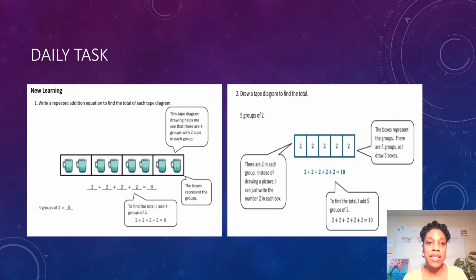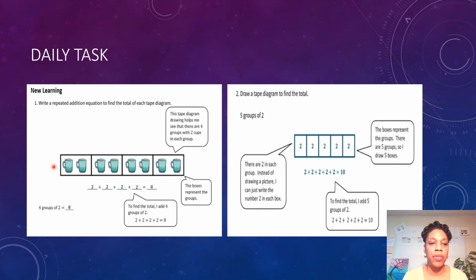For our daily task today, we're going to be looking at some new learning. We're going to add on to what we learned yesterday when we were making equal groups. Today, we're going to focus on how to take those equal groups and write them in what we call repeated addition sentences. Repeat means something is used over and over again. So, let's look at our first example.